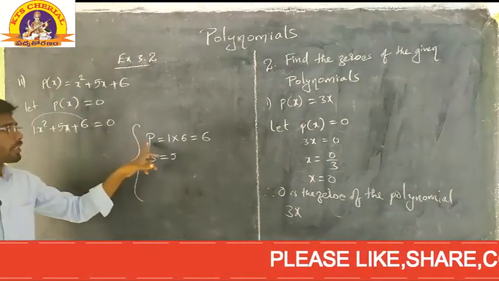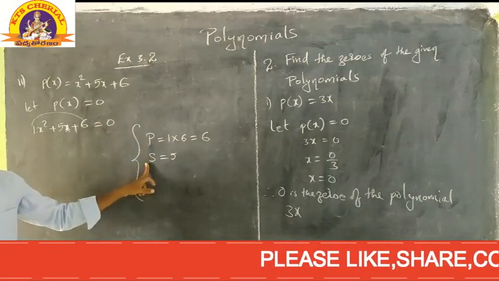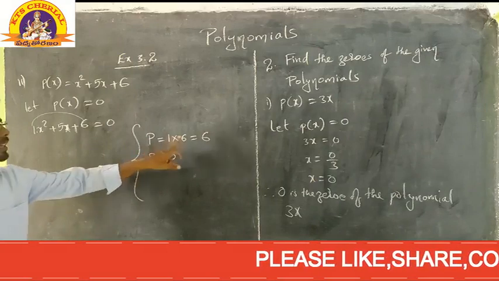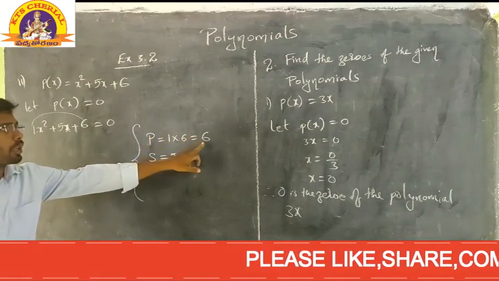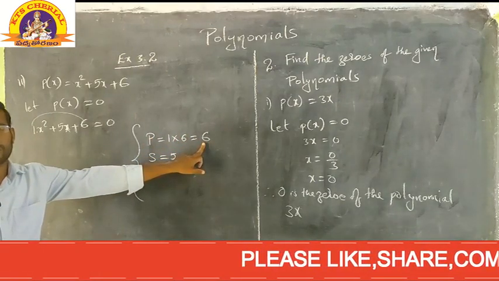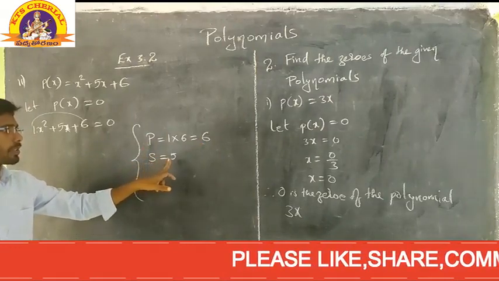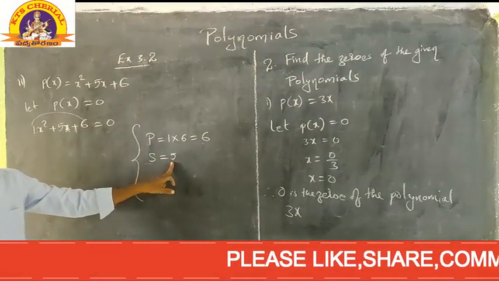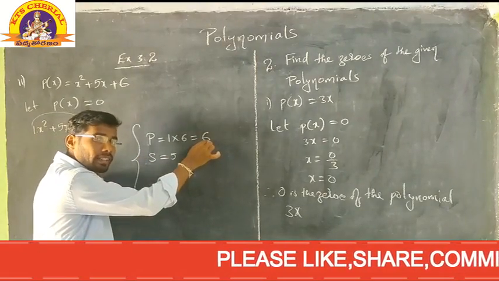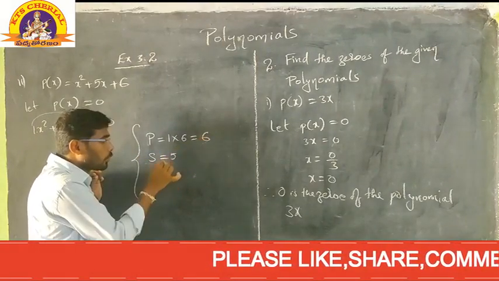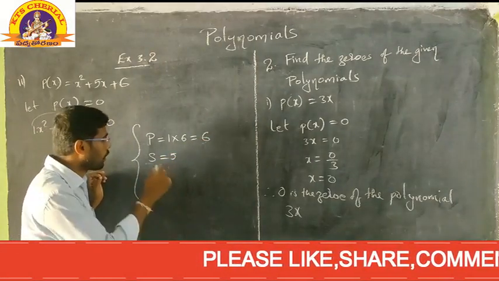P means product, S means sum. If you multiply any two numbers, that should equal 6. In the same way, if you add those two numbers, the sum should equal 5. Those two numbers, if you multiply, you have to get 6, and if you add, you have to get 5. What are those numbers?